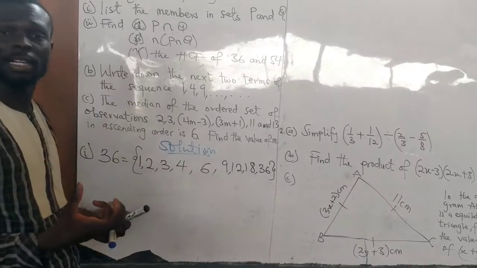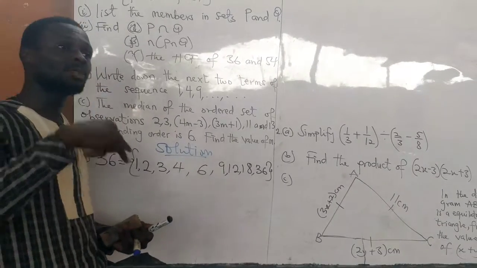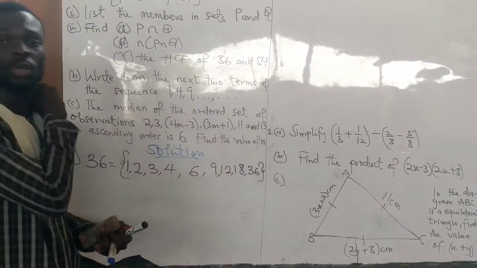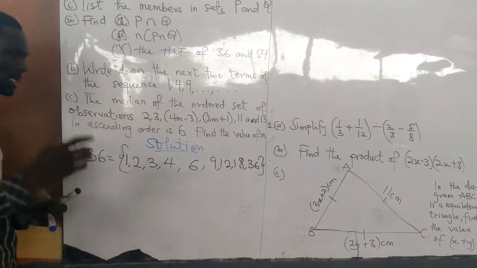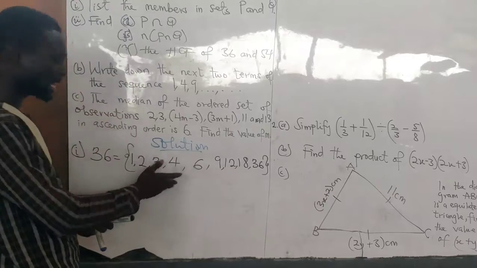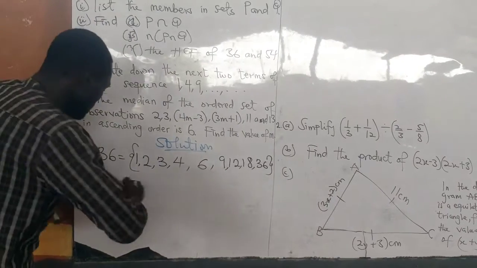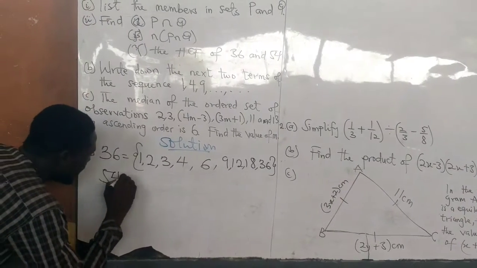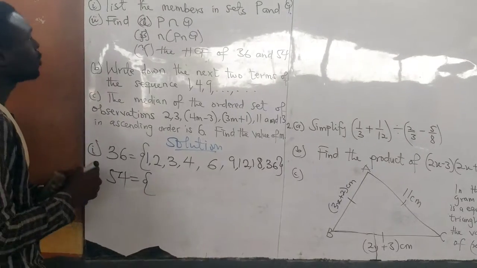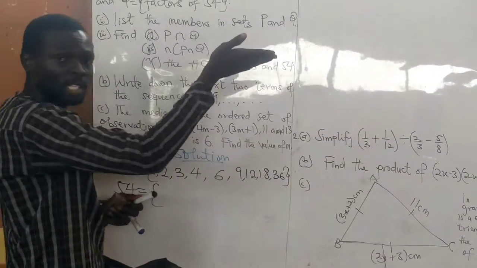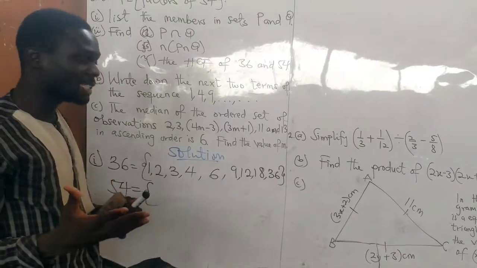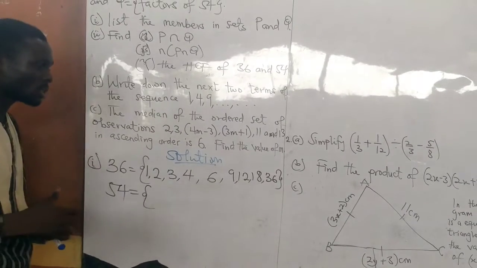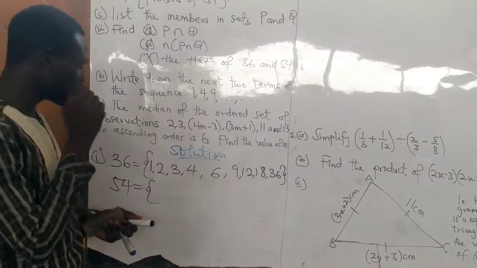Remember, factors of a number are two numbers that when multiplied, will give you that number, or it is divisible by that number. And all the numbers here can divide the main number 36. The other one is 54. So we have to list the members of sets P and Q. This was what was expected from the students last year, to list the factors of 36 and 54.